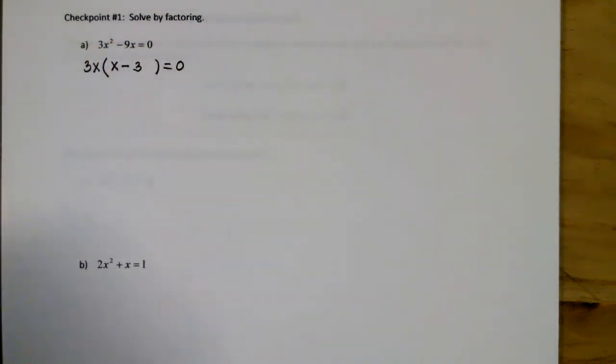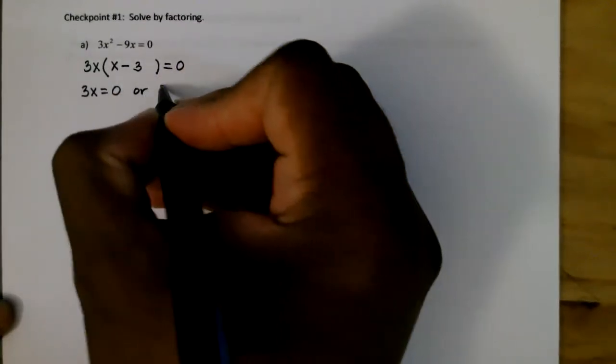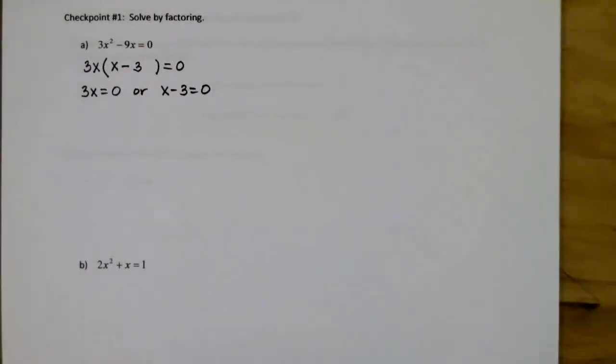And then number 3, we're going to set each factor equal to 0 and use the zero product principle. So in this case here, 3x times x minus 3 equal to 0 means this: 3x is equal to 0, or x minus 3 equal 0. And then for each equation, we're going to solve for x.